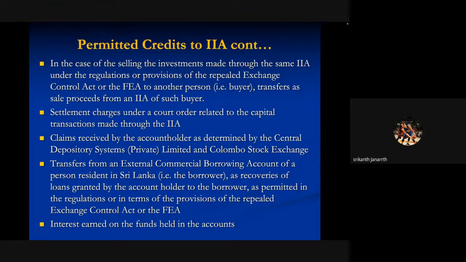So what happens? Some of the investors, when they are giving a loan, not in any of those securities, prefer to give a loan to a local company, but they don't like to open an IIA. So the permission is now given by the central bank. The borrower can open an external commercial borrowing account, ECBA, and the lender, the foreign investor, can directly send the money to the ECBA, right? So there are situations where the lender can open an IIA and transfer to the ECBA, or the lender can directly send it to the ECBA.